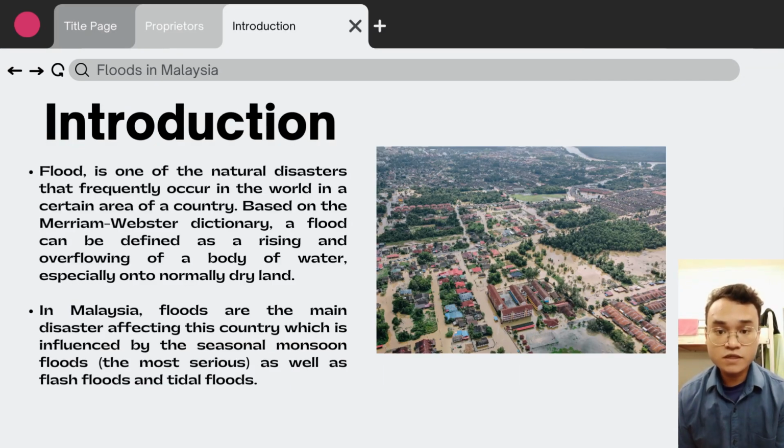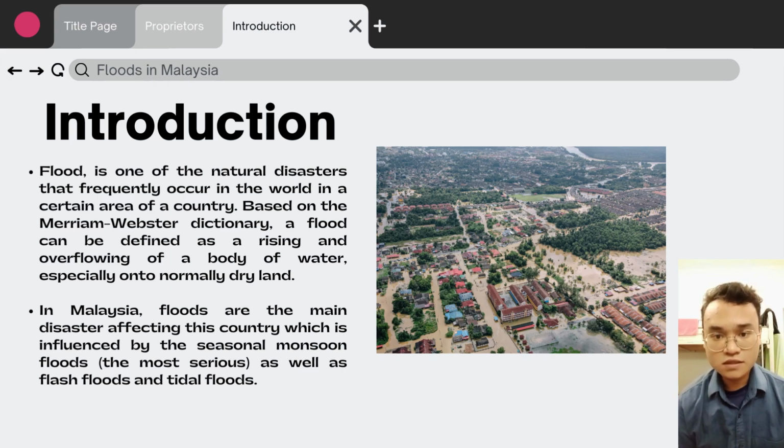So for the first part, which is the introduction, first of all, I would like to talk about one of the natural disasters that strike Malaysia, which is flood. So basically, flood is one of the natural disasters that frequently occur in the world in certain areas of a country. Based on the Merriam-Webster dictionary, the word flood itself can be defined as a rising and overflowing of a body of water, especially onto normally dry land.